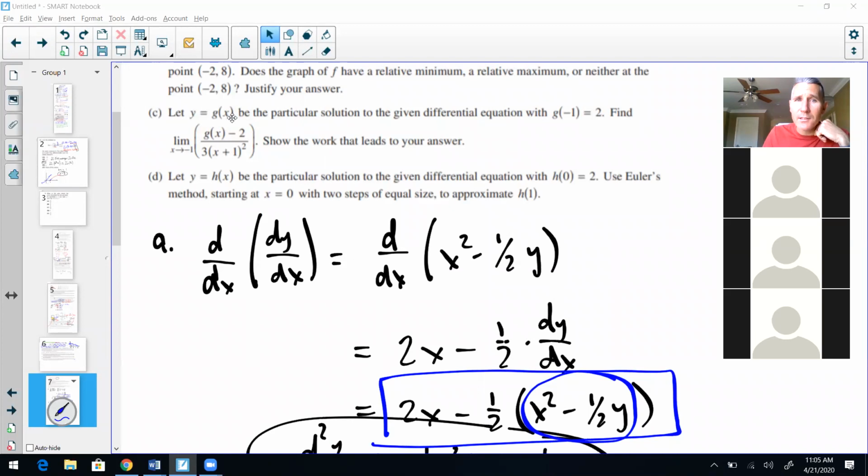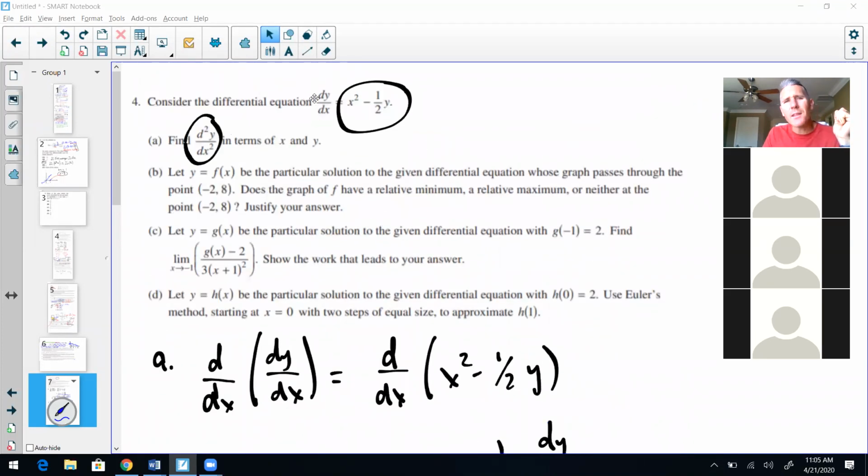So let y equals g of x be the particular solution to the given differential equation with g of -1 equals 2. First of all, don't think to yourself, wait a second, if they said that dy/dx equals this, and they already said that it went through this point, there's a particular solution that was f of x where it went through that point. Now they're saying there's another equation y equals g of x that goes through that point, (-1, 2).